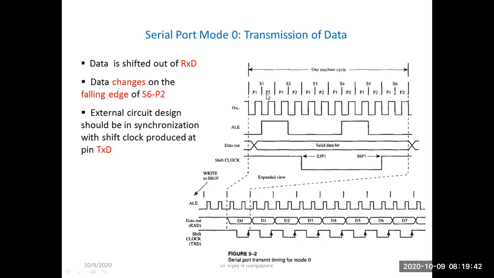So these two periods or two clocks mean one state. As such, six states are there. Okay, and in each state there are two clocks, that is P1 and P2, P1, P2, and so on.